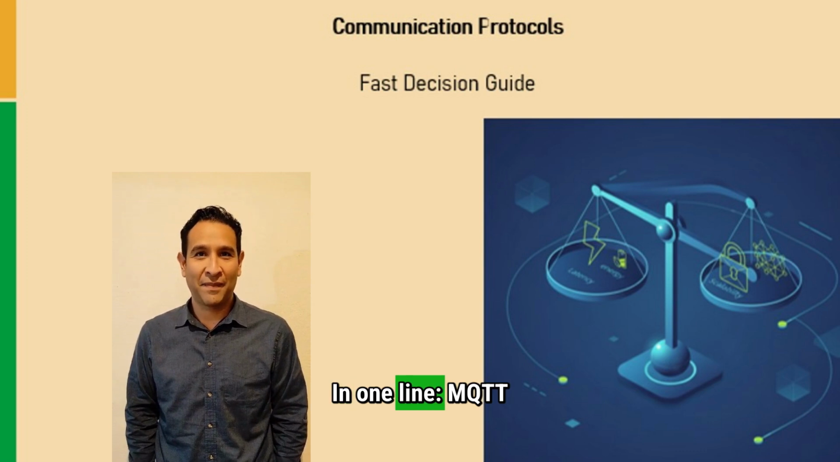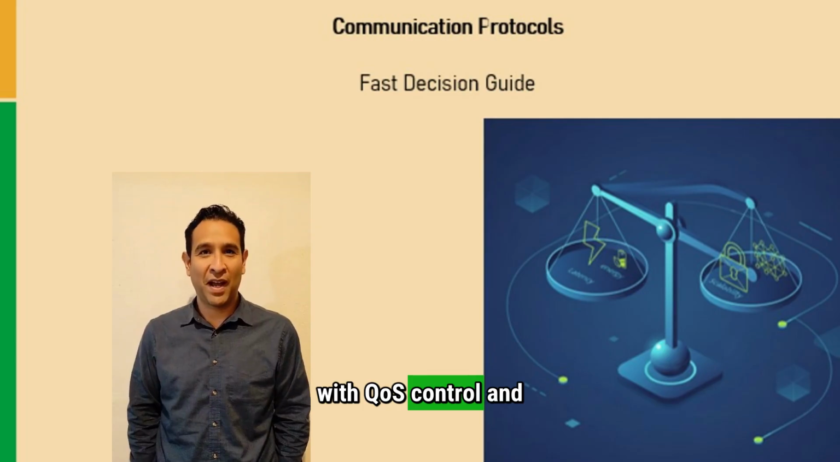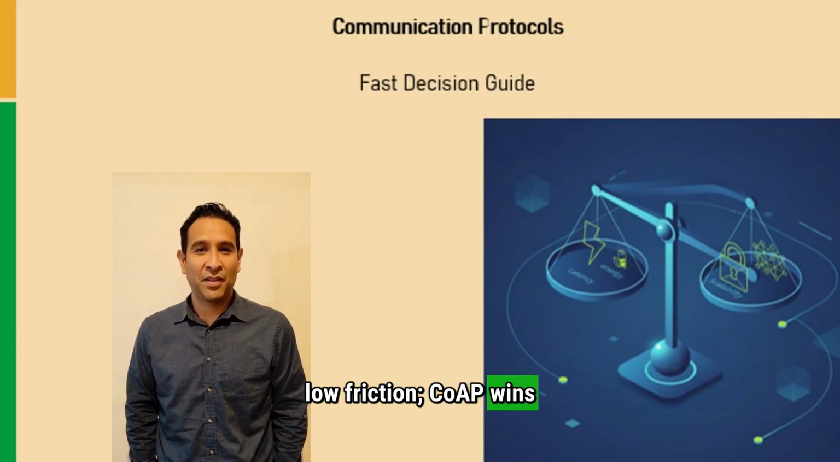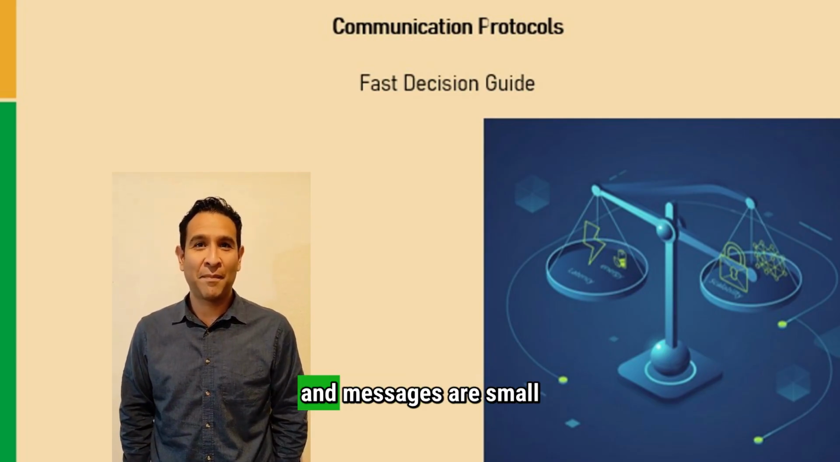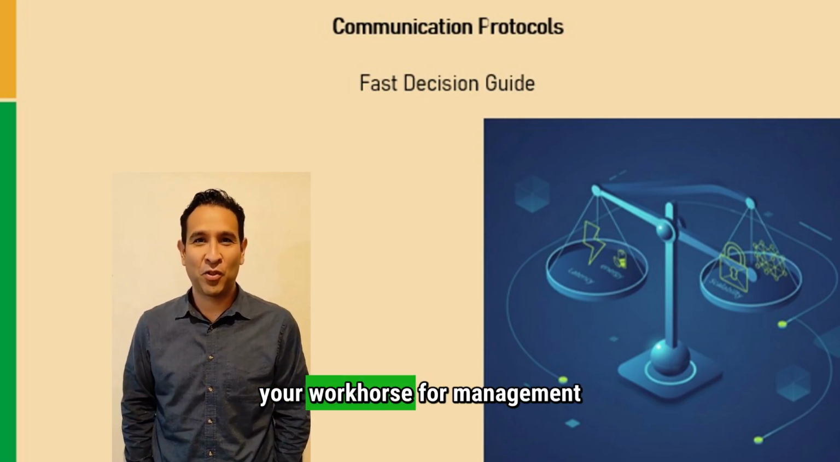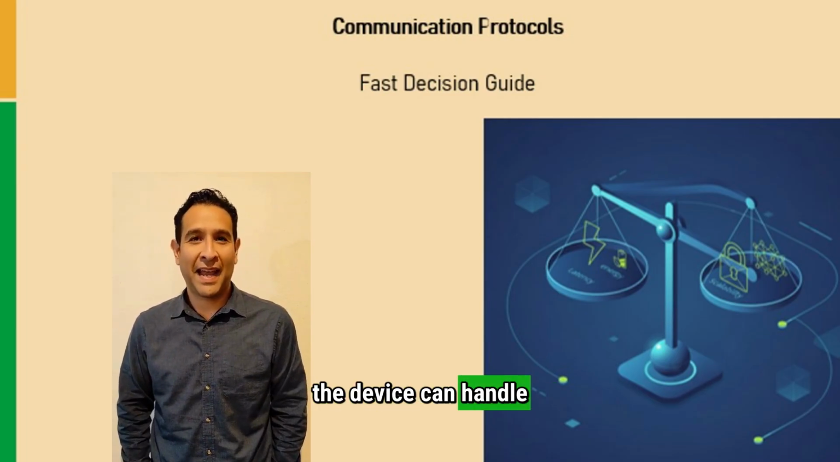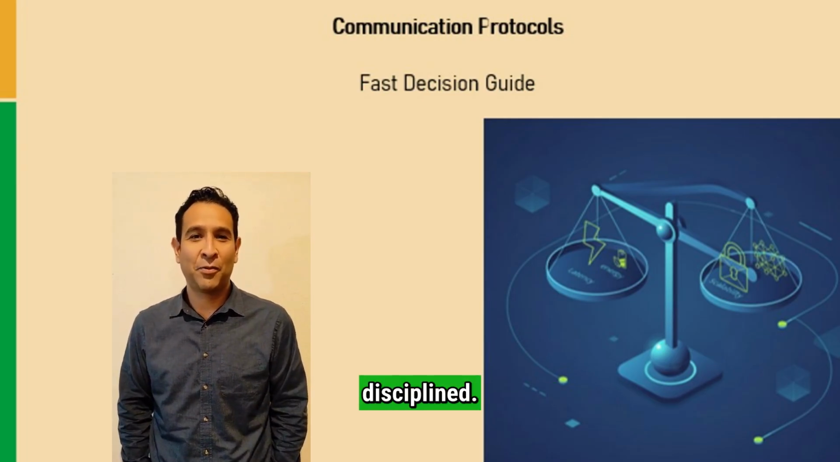In one line, MQTT excels at one-to-many distribution with QoS control and low friction. CoAP wins where energy efficiency rules and messages are small and sparse. HTTPS is your workhorse for management and web services, provided the device can handle it and operations are disciplined.